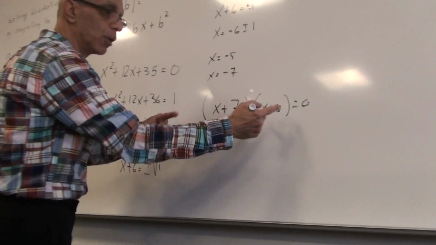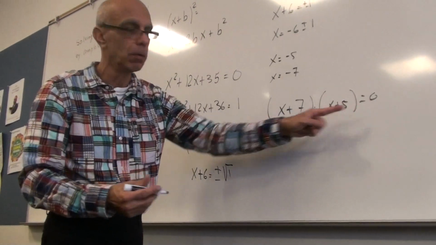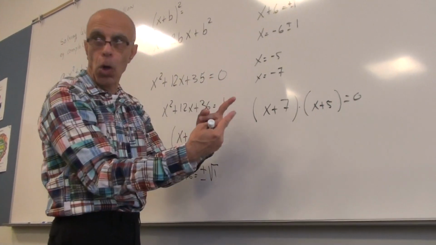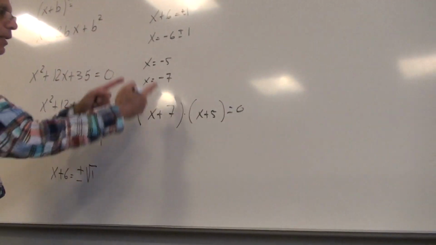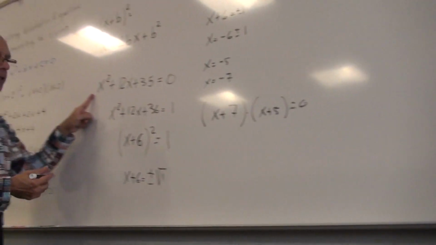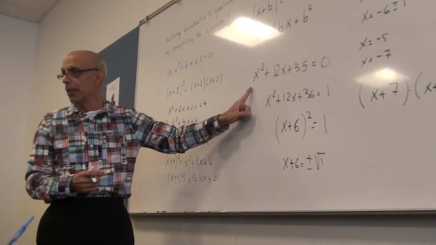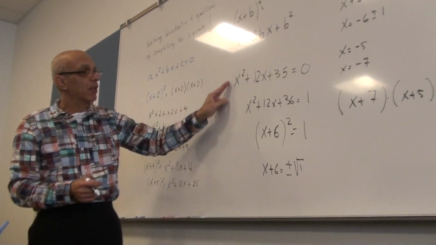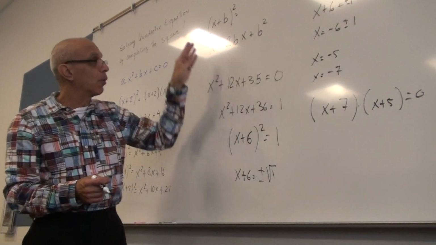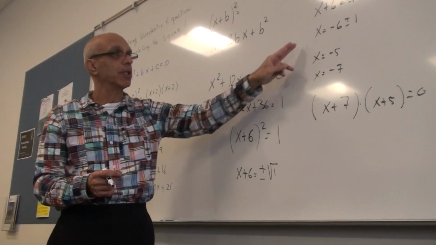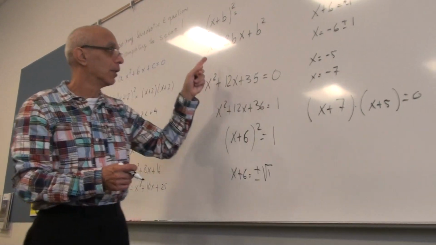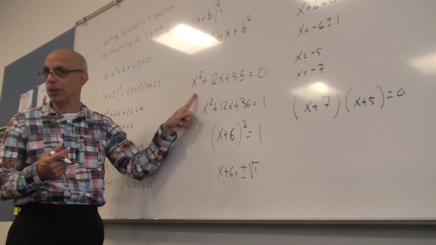Well, this is a product of two numbers that is equal to 0. This is equal to 0, or this is equal to 0. In that case, I find the same solution that I found here. Do you see that? So one method is called completing the square. We just follow these steps here. And then the other one is by factoring that we solve that.